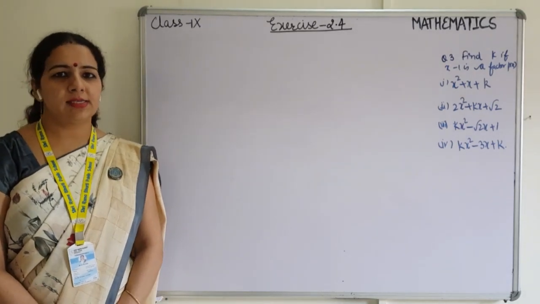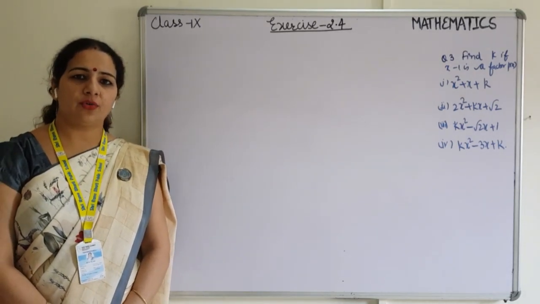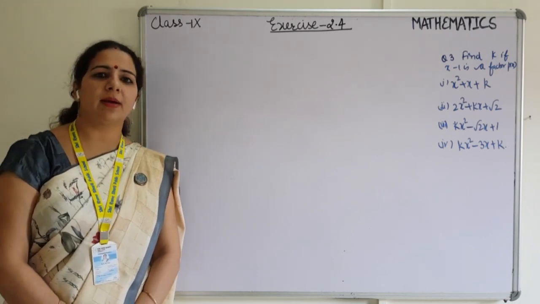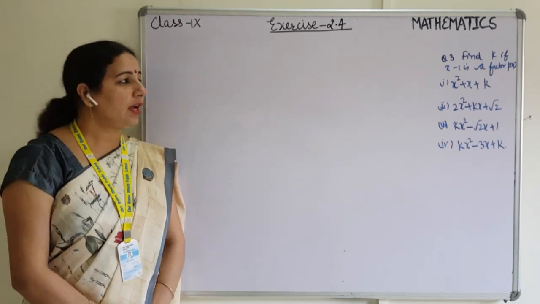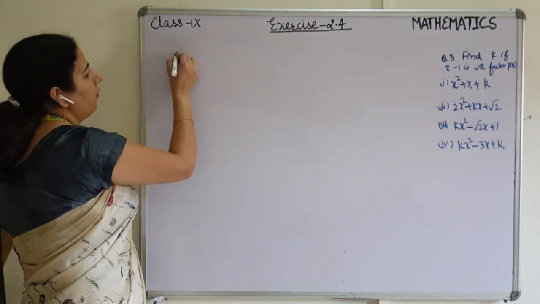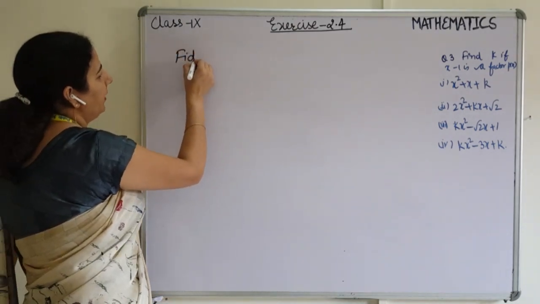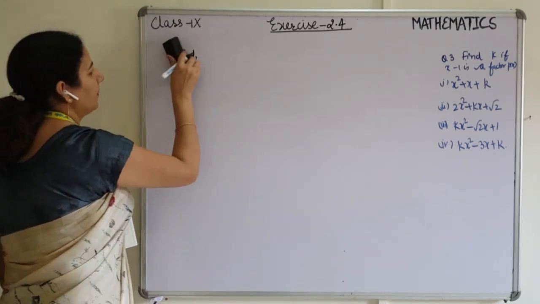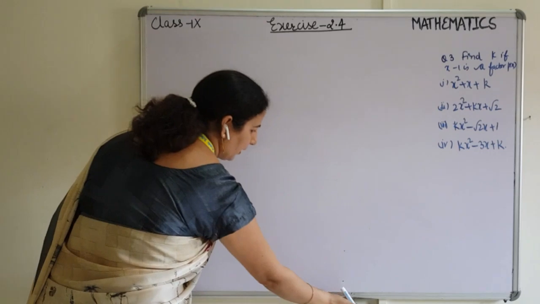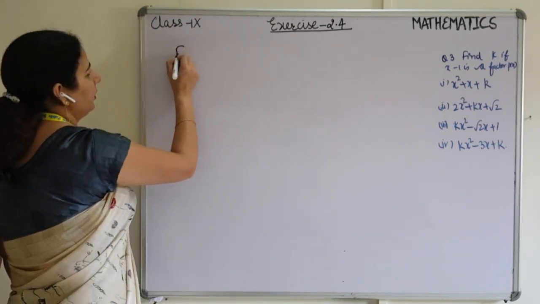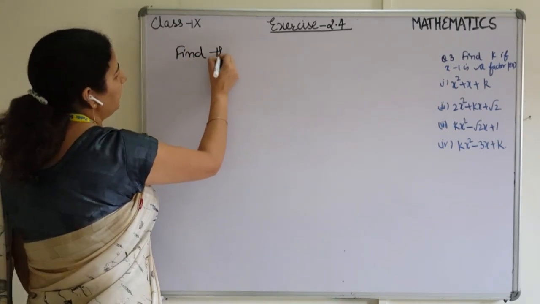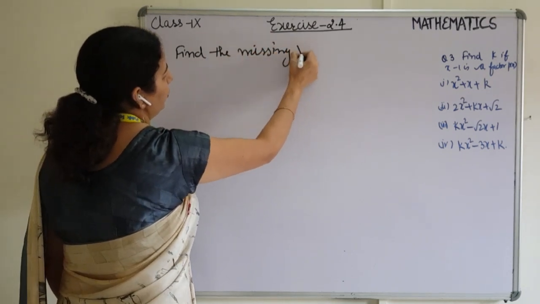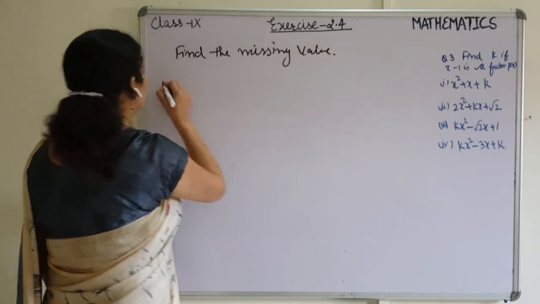Good morning students. Here today we are going to start with exercise 2.4 question number 3, as we have already completed the first two questions. In question number 3 we have to find the missing values. For this we will use these four methods.